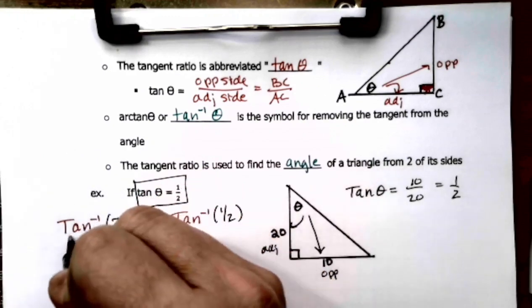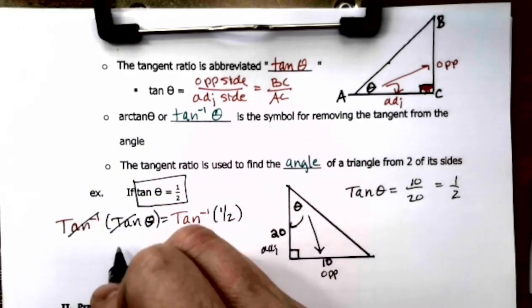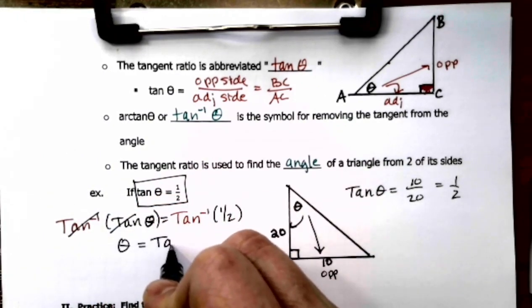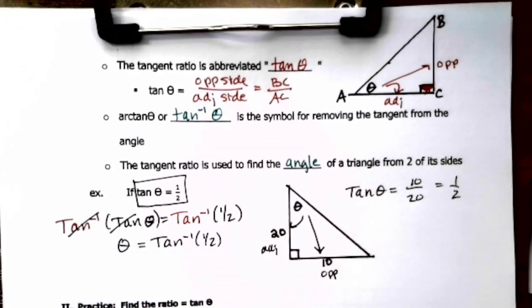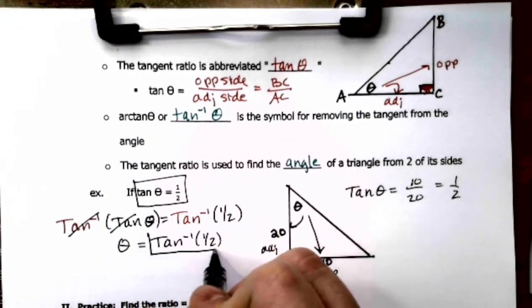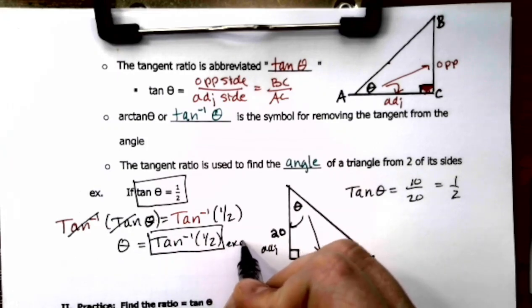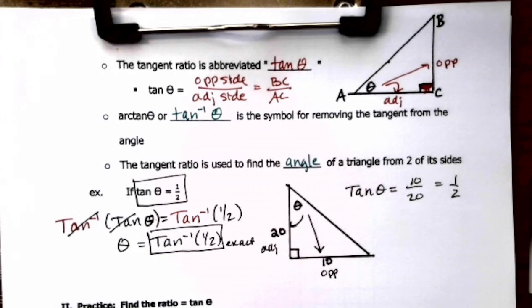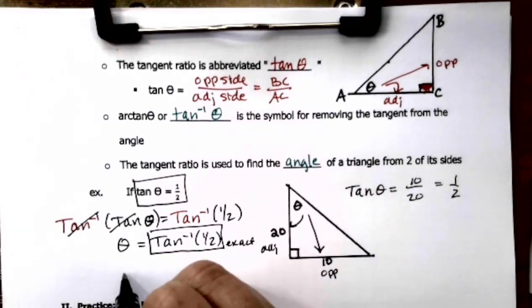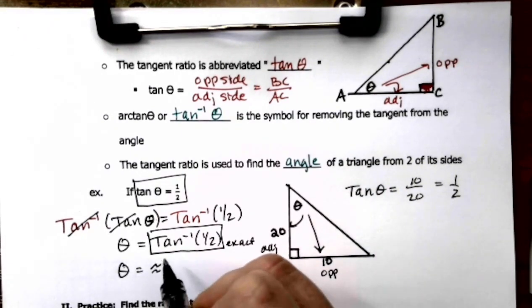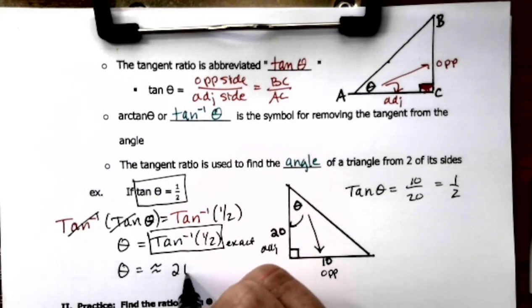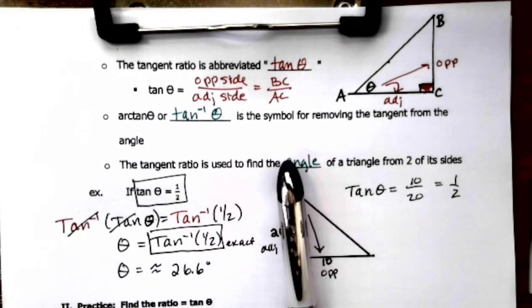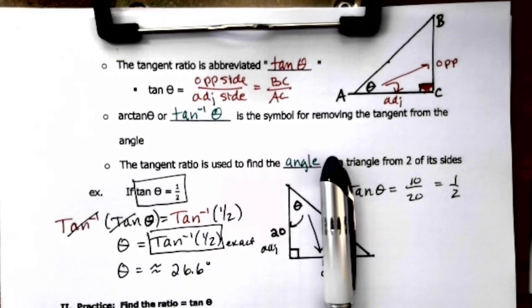When you arctangent a tangent, the angle comes out, and I have theta equals arctangent of 1/2. If they want an exact angle measure, that would be your exact angle measure. It wouldn't go any further. But if you put this into a calculator, you end up with 26.6 degrees. On your calculator, if you're looking for your arctangent button, it's almost always on the tangent button.